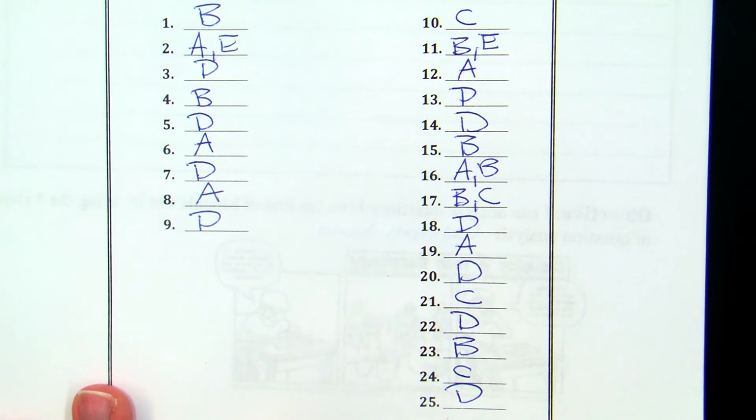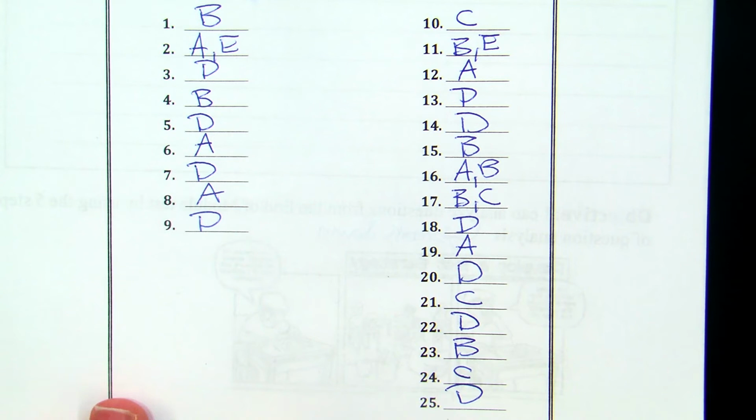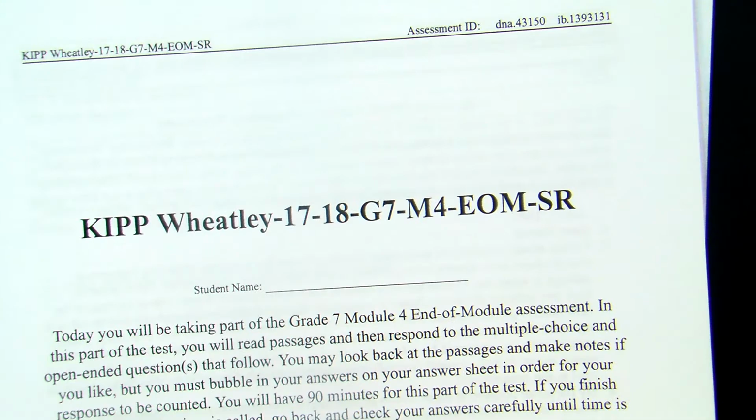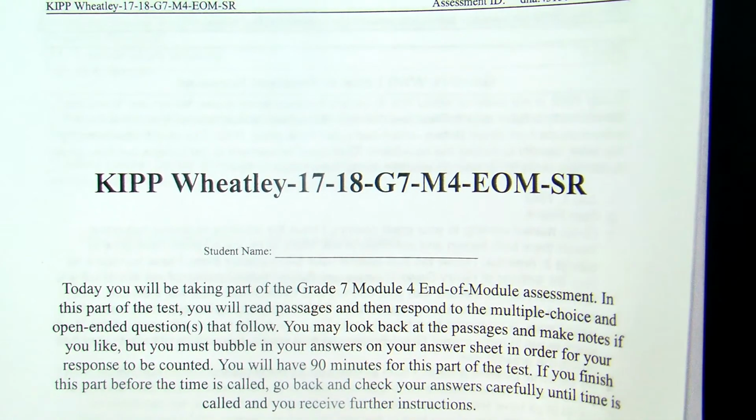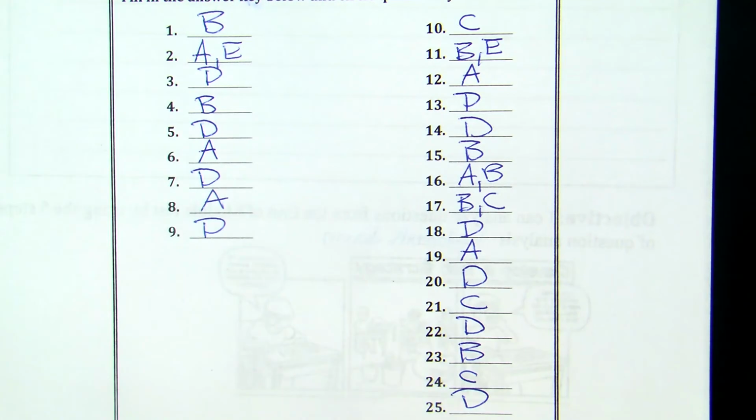Now you don't have your bubble sheet, so obviously you can't go back and change anything. But what I'm going to have you do right now is look over the test. So at this time, go ahead and take out your end of module test from yesterday. It should have your name on the front. If not, that's a problem. All right, go ahead and flip to the next page.